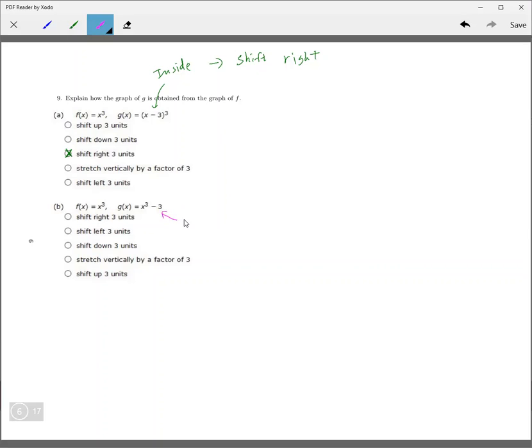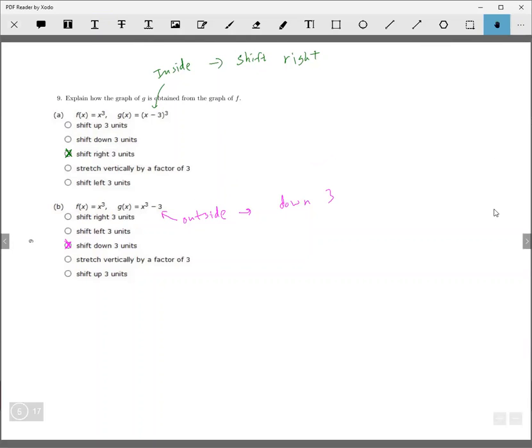Here, this is outside. So that's going to be down 3. So shifting it down 3. If you guys have any questions, just let me know. Just stop in and let me know.